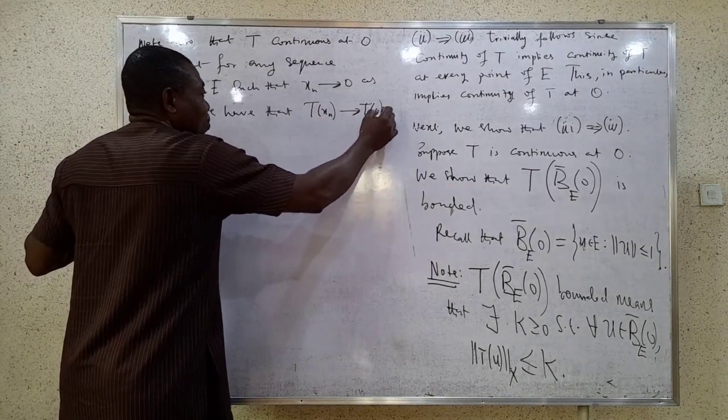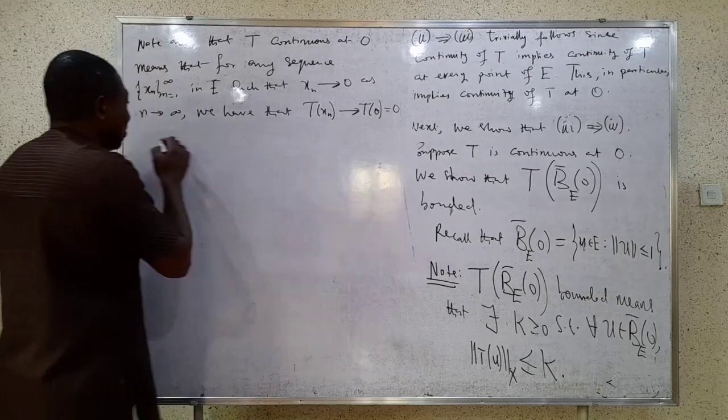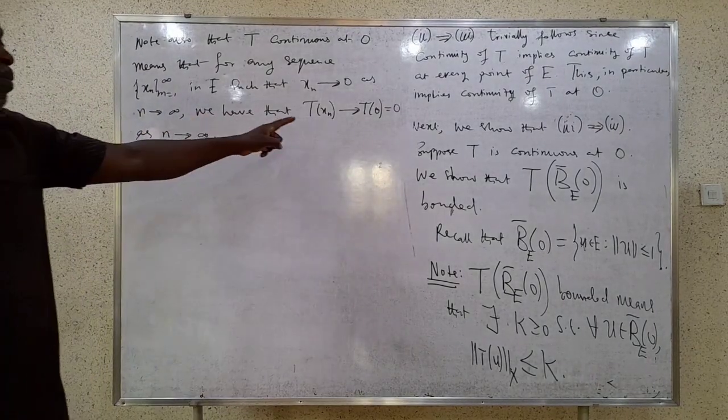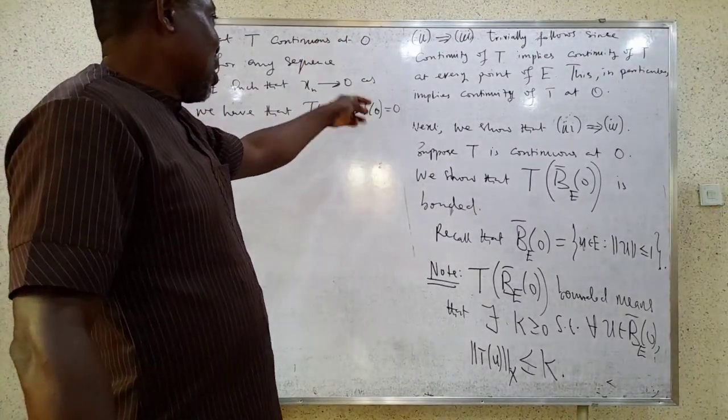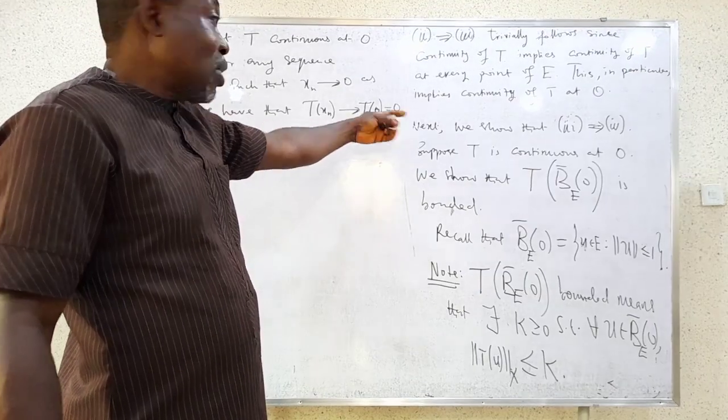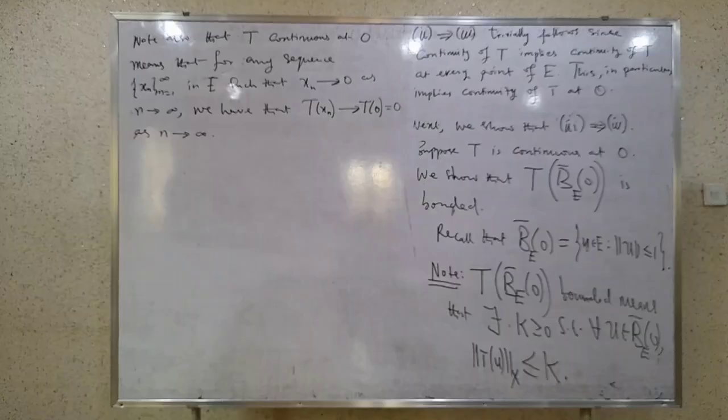T of 0, of course, which is 0, as n tends to infinity. We want to be very careful here. T of 0 is already mentioned earlier, but it's good we know. T of 0 is 0, because T is a linear map. That's one of the properties of a linear map.